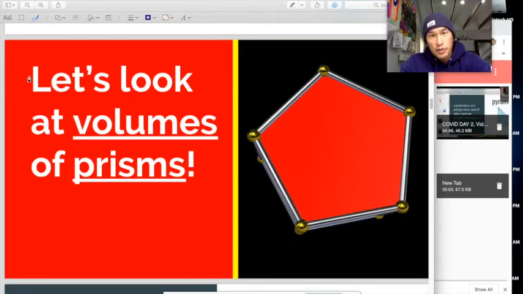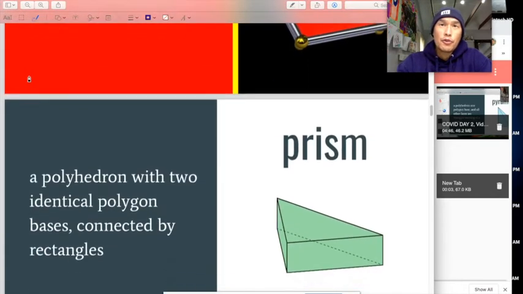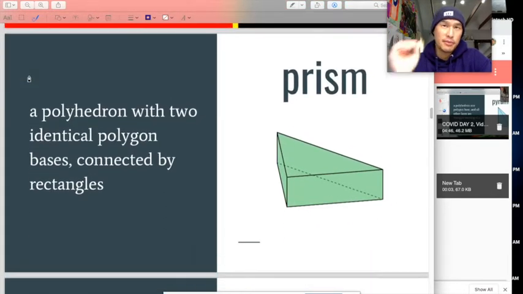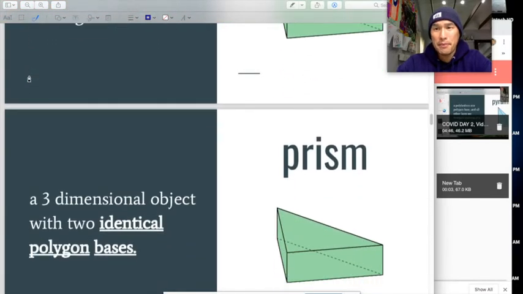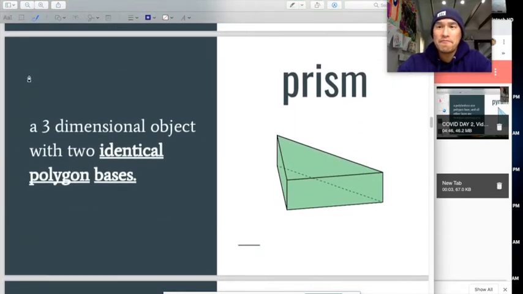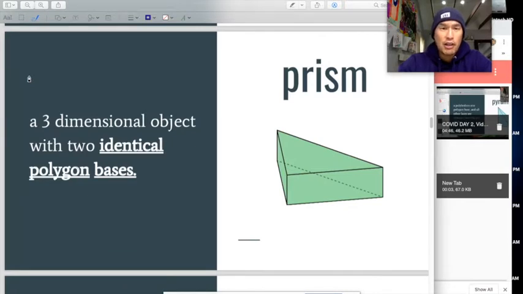So the main thing we're going to do today is look at the volume of prisms. And to do that really well, we should review what volume is and what a prism is. So earlier in the week, I introduced you to prisms. They're three-dimensional shapes or objects. You can read the technical definition on the side: a polyhedron with two identical polygon bases connected by rectangles. So the prism is a very special shape, as you can tell from the definition, a very special object.